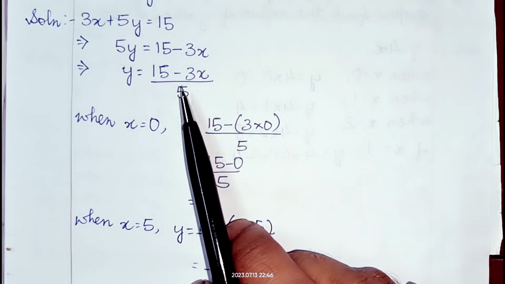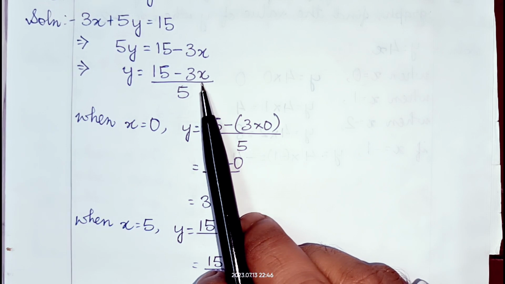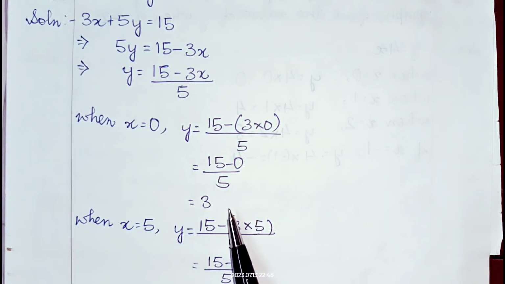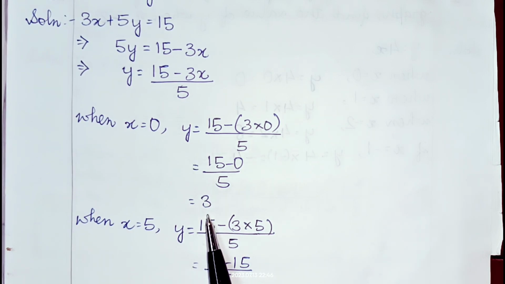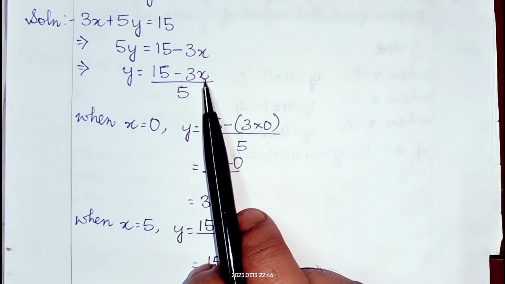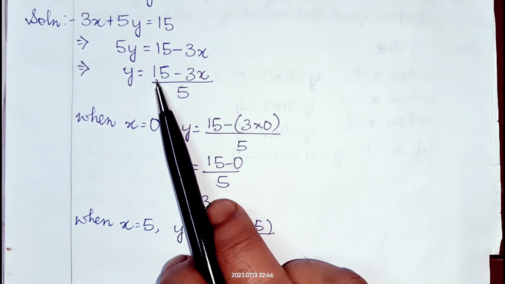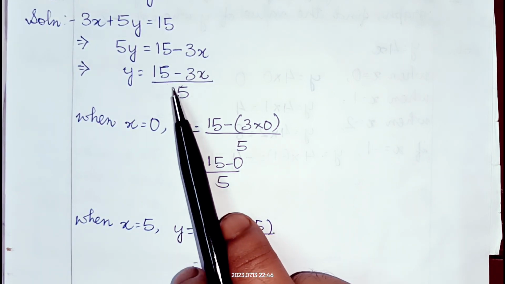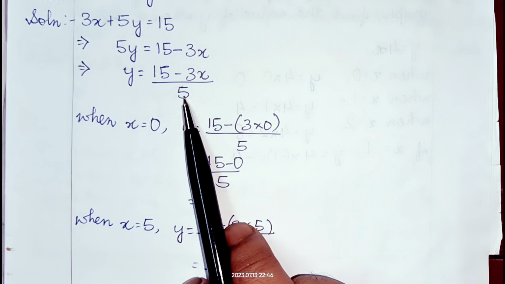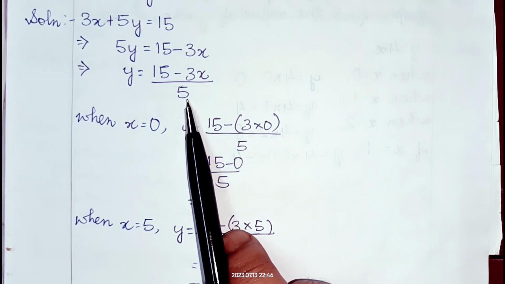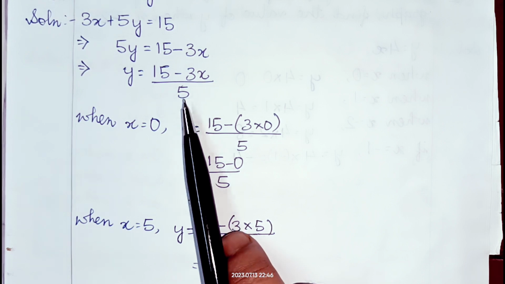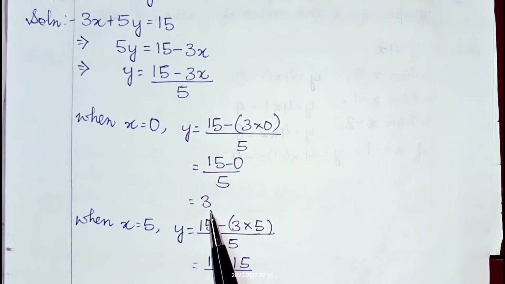In this sum, before taking the values of x, it is better to check mentally whether we are going to get an integer or not. Here when we placed x = 0, we got y = 3. Suppose I take x = 1, 3 × 1 is 3, 15 - 3 will be 12, and 12/5 will be a fraction, 2.4. So we are avoiding fractions here because sometimes it is very difficult to plot fractional points. If it is 1/3 or 2/3, it is very difficult to plot on the graph paper. That's why we always try to get integer values.